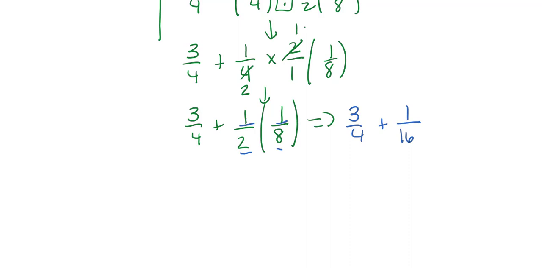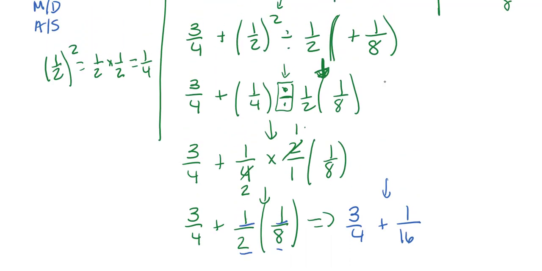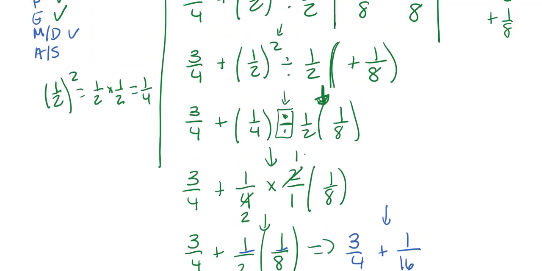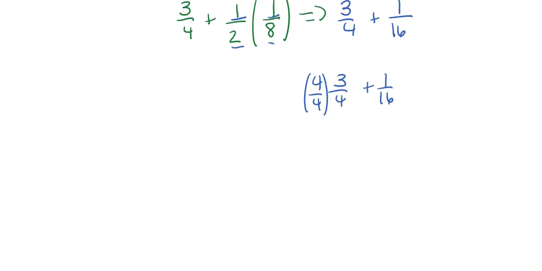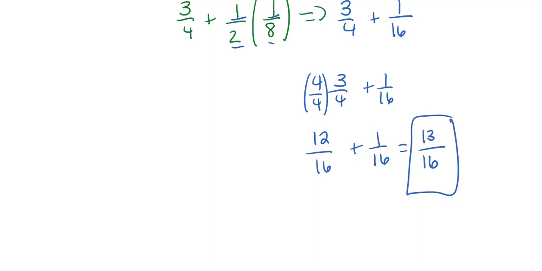Now the only operation we have left is addition, because we did the multiplication and division. So now we just need to add. We need to get a common denominator. How do we do that? We multiply this by 4/4. We get 16 as our common denominator. So 4 times 3 is 12, 4 times 4 is 16, plus 1/16. So we get 12 plus 1, which is 13, and we keep our denominator, which is 16. So that would be our answer.